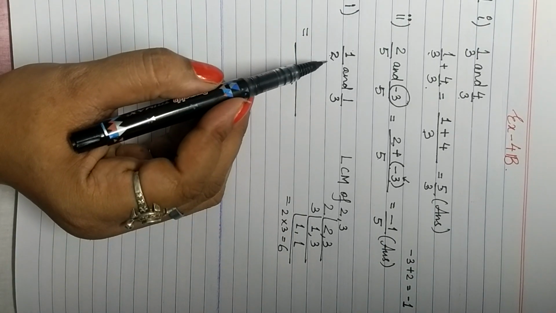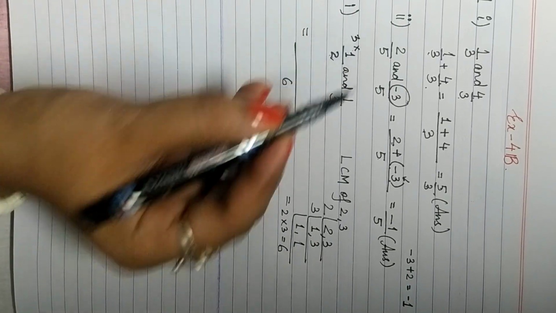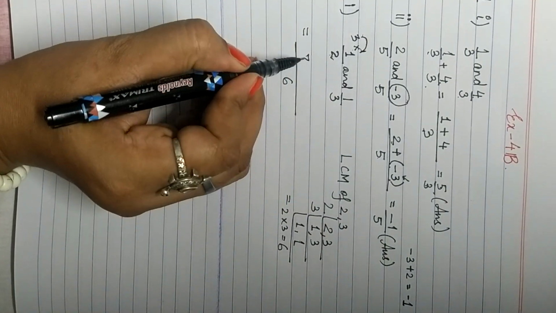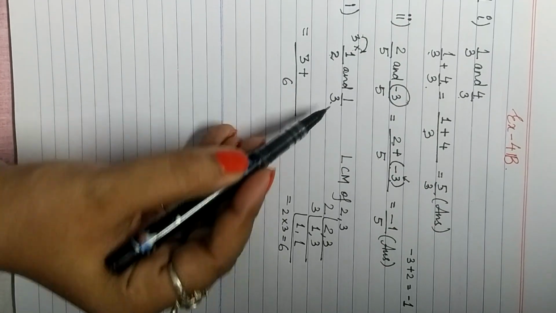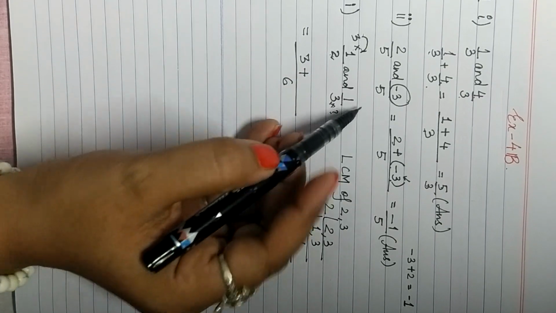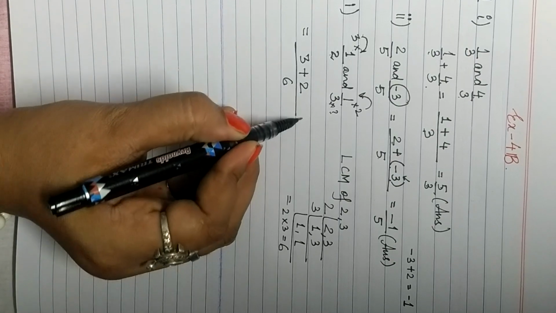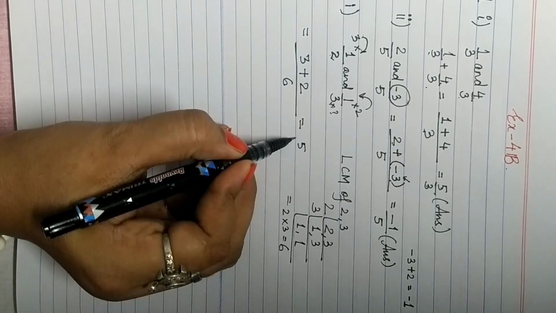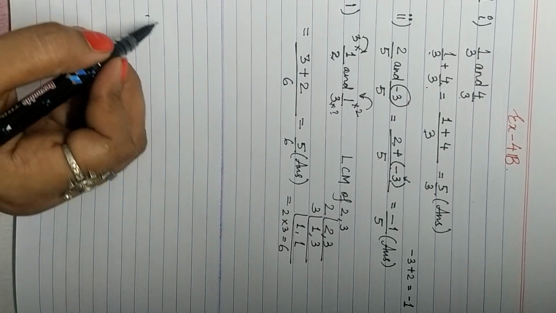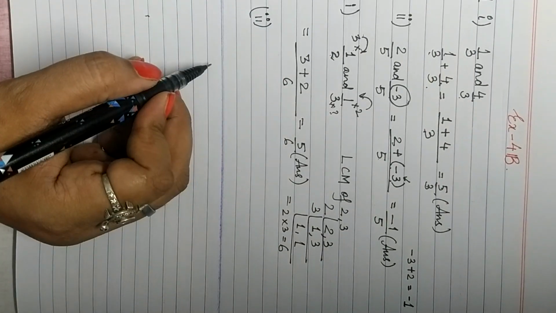2, how many times 2 multiplied will give you 6? 2 3s are 6. So 3 is multiplied with the numerator, whatever is there in the rational number. 3 into 1 will give you 3 plus 3, how many times multiplied will give you 6? So 3 2s are 6. So 2 will be multiplied into the numerator over here. 2 into 1 is 2. The resultant will be 5 upon 6. So your answer is 5 upon 6. In the second question, we are finding out the LCM because the denominator is not the same.